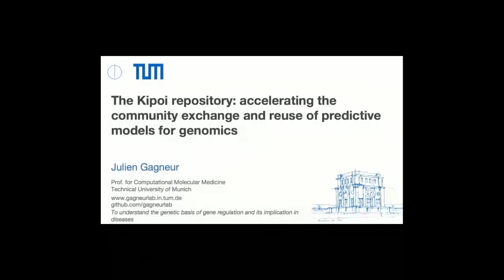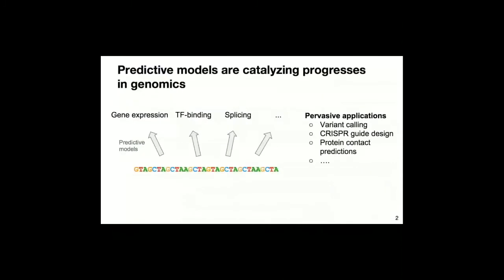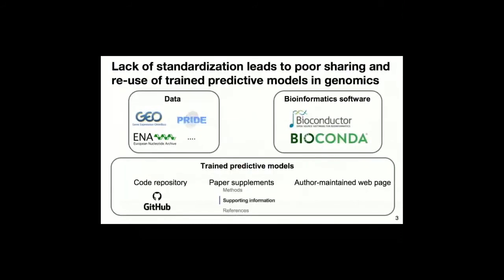Hello, I am Julien Gagneur from the Technical University of Munich. Predictive models are catalyzing progresses in genomics with applications spanning raw data analytics such as variant calling, but also bioengineering and genotype interpretation. However, and in striking contrast to previous efforts to share data or libraries and software, the genomics community has mostly relied on individual solutions to share trained predictive models. We argue that the FAIR principles also applies for trained predictive models.